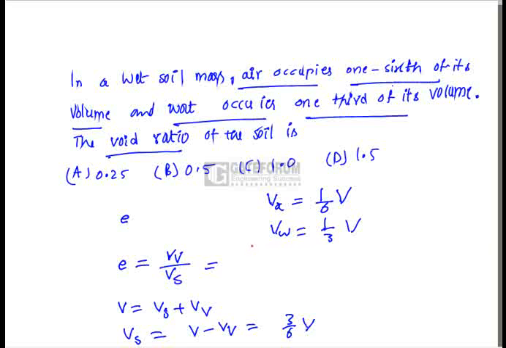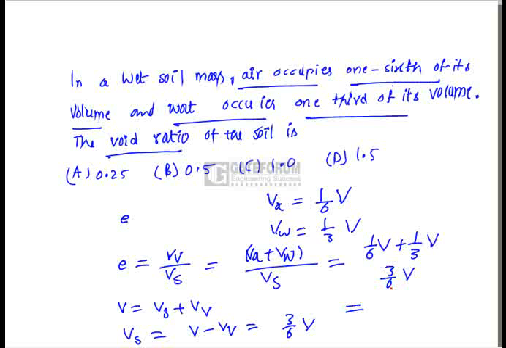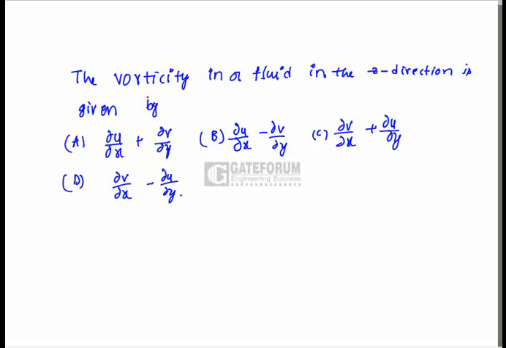Now void ratio is equal to volume of air plus volume of water by volume of solids. That is equal to 1/6 of total volume plus 1/3 of total volume by 3/6 of total volume. That is equal to 1. So void ratio is equal to 1. Answer C is correct. The vorticity in a fluid in z direction is dou v by dou x minus dou u by dou y. Here option D is correct.